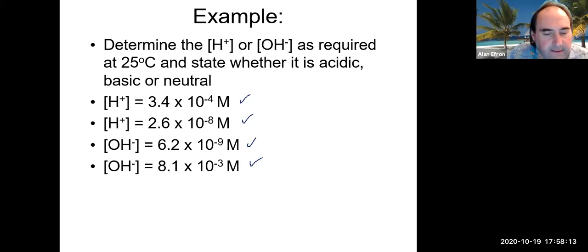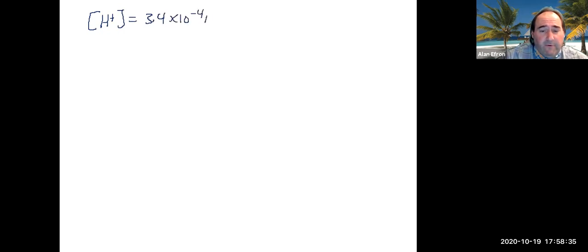Okay, so let's take a look and see if we're getting hopefully the same answers. Regardless of which one you're given, it really is the same calculation. You're just going to take 1 times 10 to the minus 14 and divide by what you're given. So, our first one, we were given the H plus concentration, which is 3.4 times 10 to the minus 4 molar. And we're looking for our OH minus concentration. So that would be our KW, which is 1 times 10 to the minus 14, so you always have that number. We want to divide it by what was given to us, which is 3.4 times 10 to the minus 4.